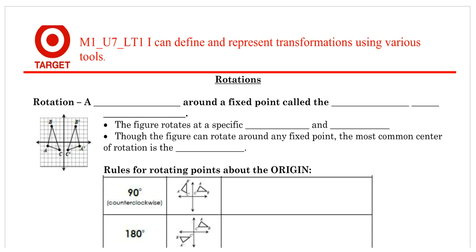Today we are going to continue with our Learning Target 1 from Unit 7, which is I can define and represent transformations using various tools. And we're going to be focusing on rotations. And a rotation is a turn around a fixed point called the center of rotation.